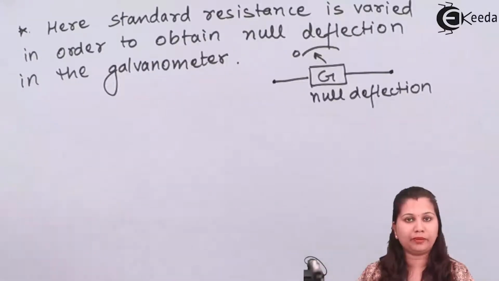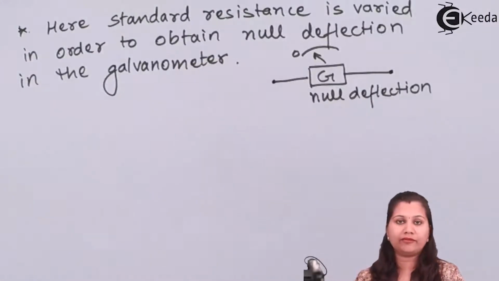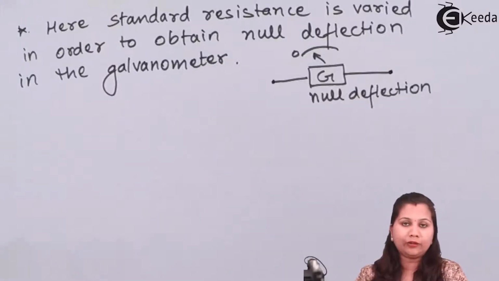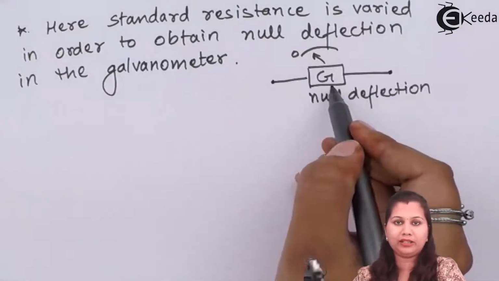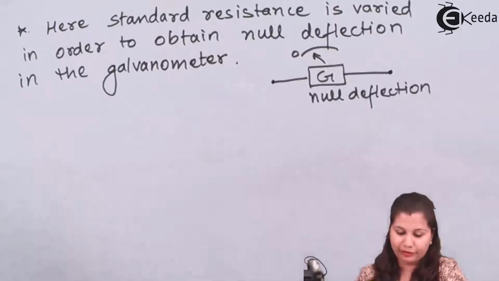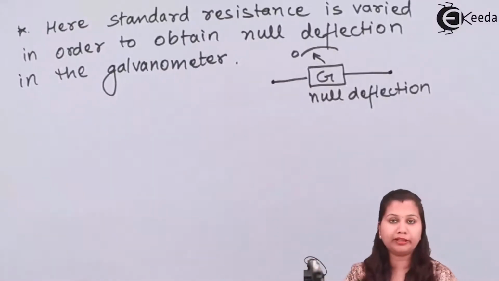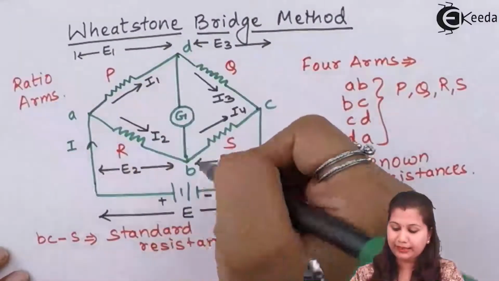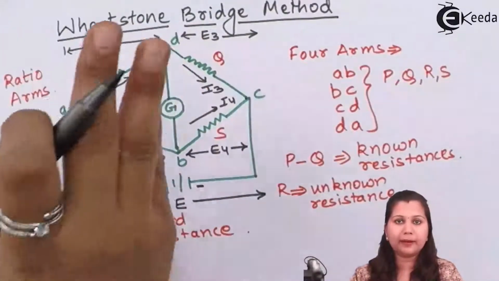So here in the Wheatstone Bridge, we are varying the standard resistance, which will have various resistance scales. First we will connect, suppose, 10 ohm, then 100 ohms. In this way we are going to vary the values of the standard resistance such that the galvanometer shows us null deflection. Now, when the galvanometer shows null deflection, it means that in the Wheatstone Bridge, the potential difference between the points B and D is 0. That means B and D points are at the same potential.